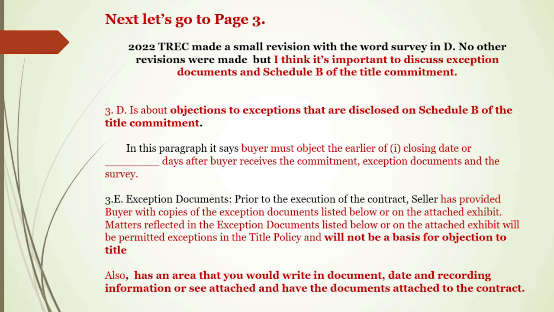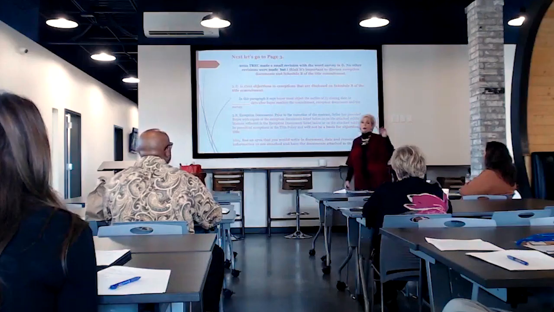All right, so page 3. In 2022, TREC made a small revision with the word survey in D. No other revisions were made. I think it's important to discuss. It's about objections to exceptions that are disclosed on Schedule B. So this is about exception documents. Does everybody know what an exception document is?